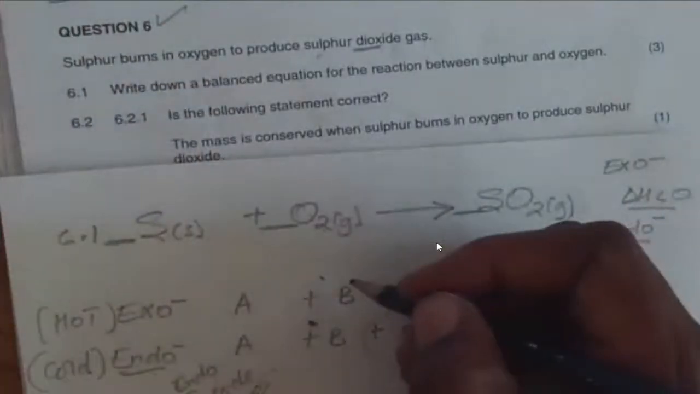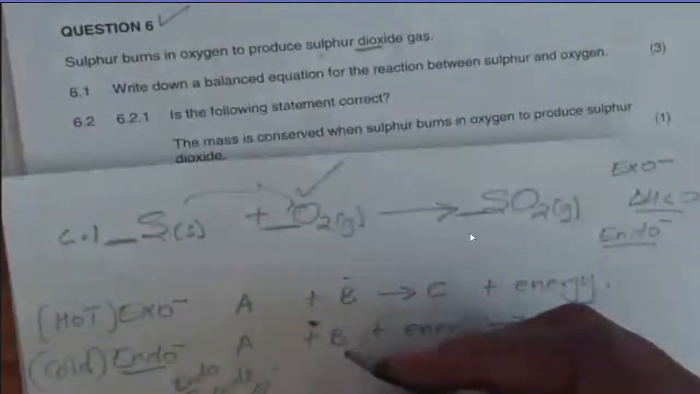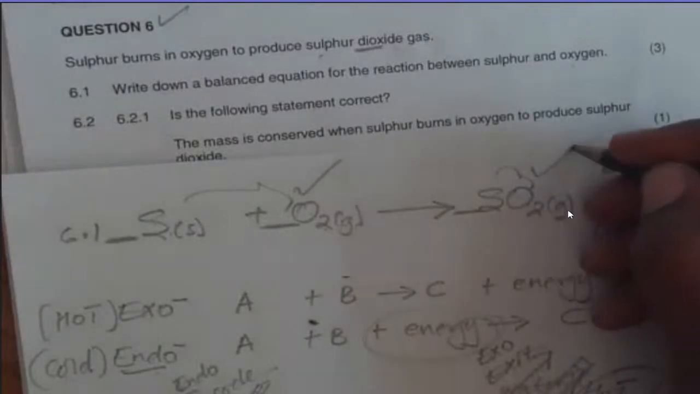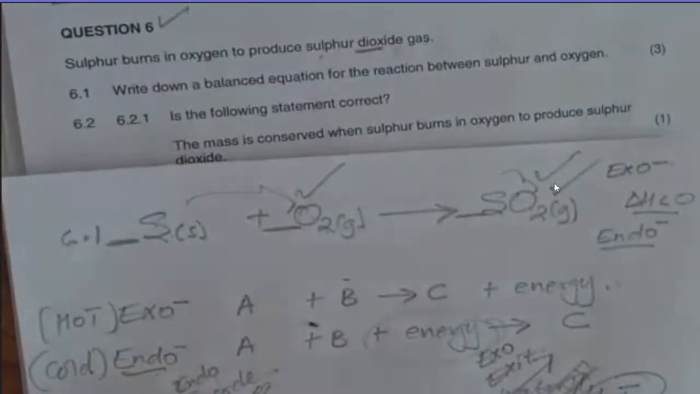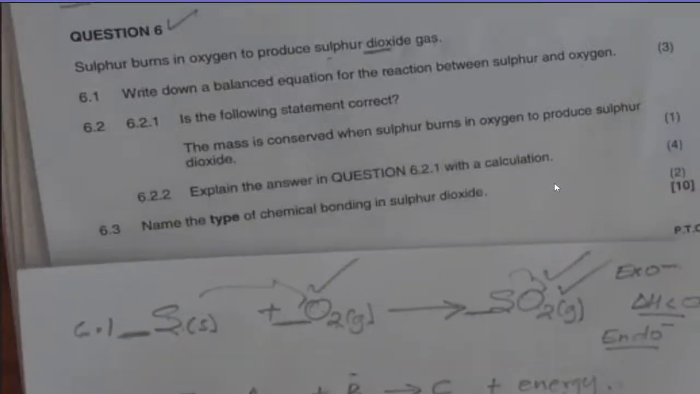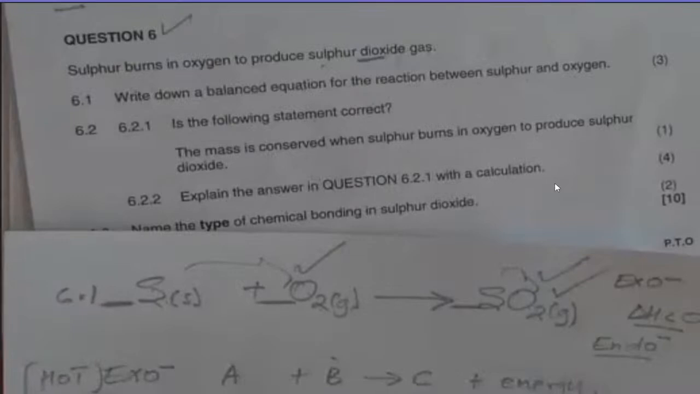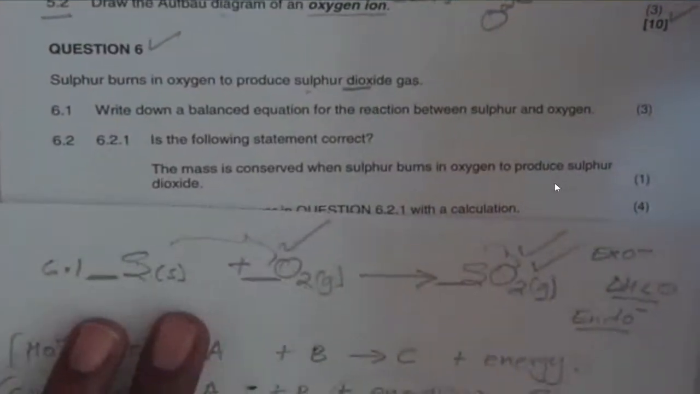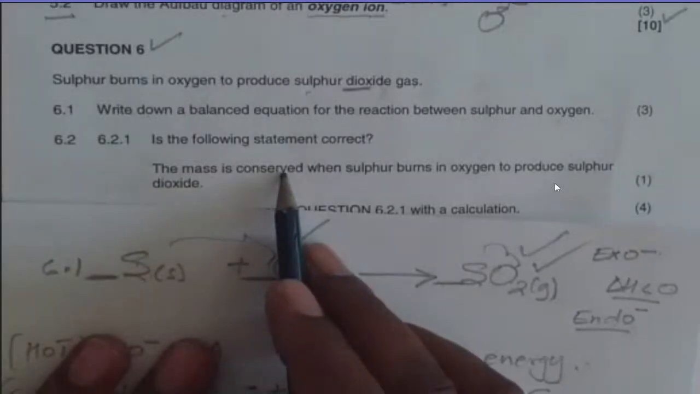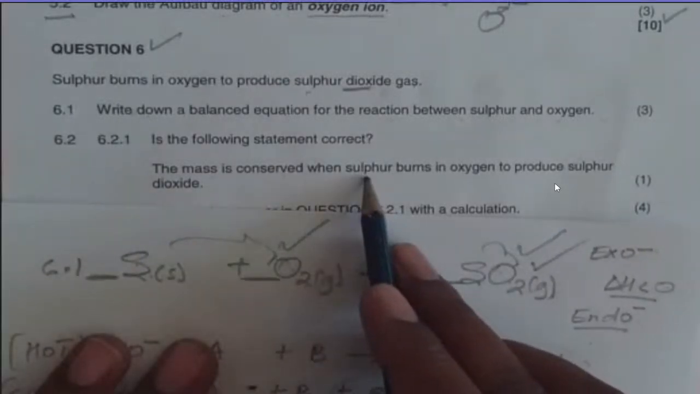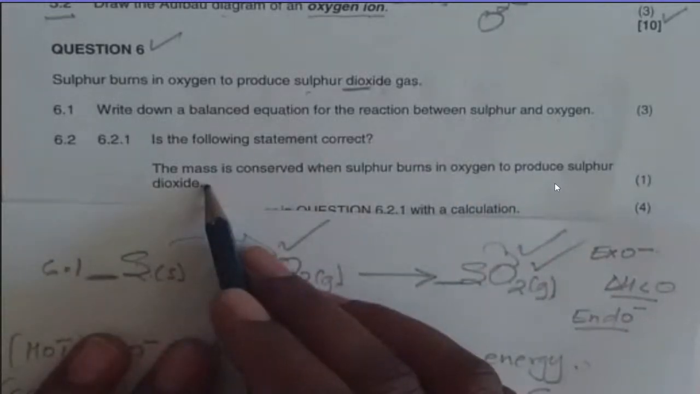Now, it will be 1 mark for the reactants, 1 mark for the product, and it's balanced. Then 6.2.1. Is the following statement correct? The mass is conserved when sulfur burns in oxygen to produce sulfur dioxide.